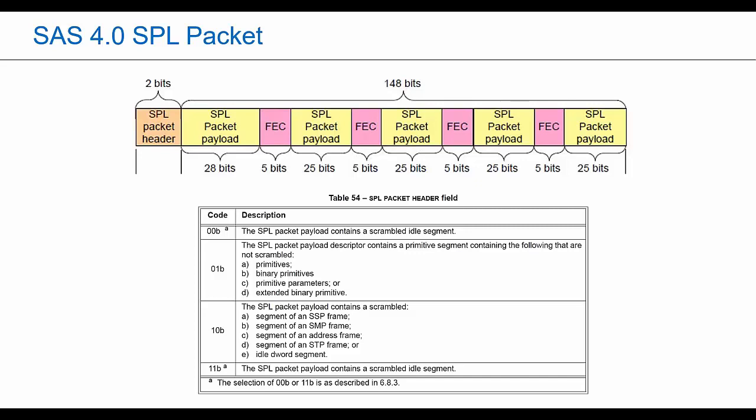These are the 3 basic types of SPL frame segments. The 00 and 11 headers are always scrambled idle. The 01, that's the header for primitive segments. Notice that within the primitive segments, there are actually several new primitive types, and we'll cover these. And then 10. That's used to identify logical SSP, SMP, SDP, and idle DWORD segments. So data traffic, it's always going to be 10 as the header.